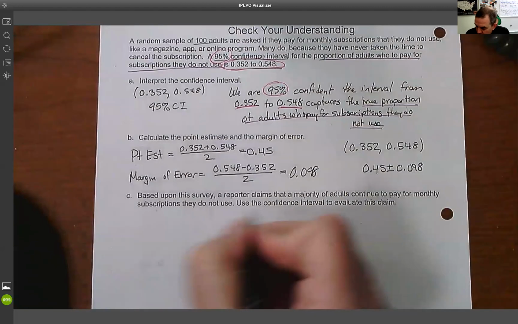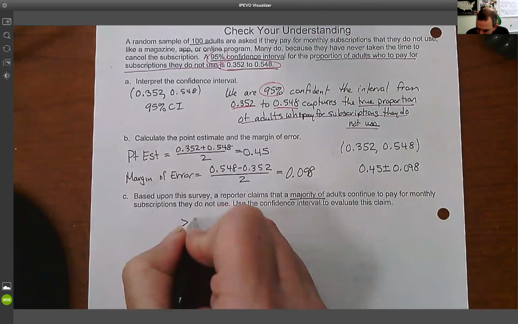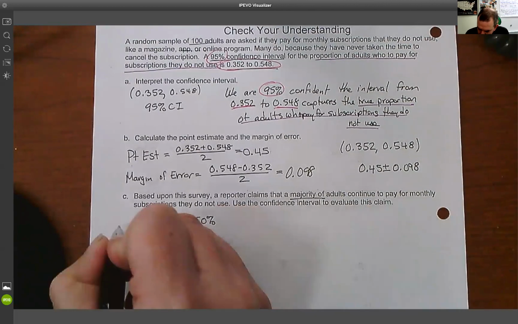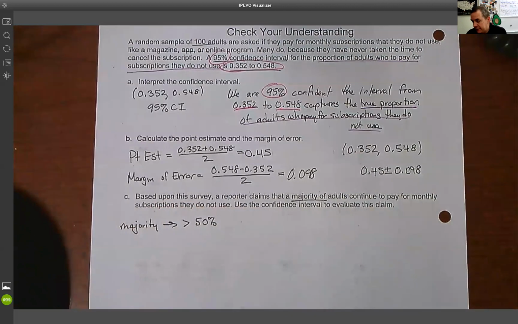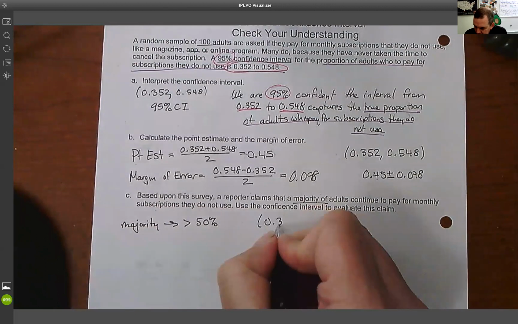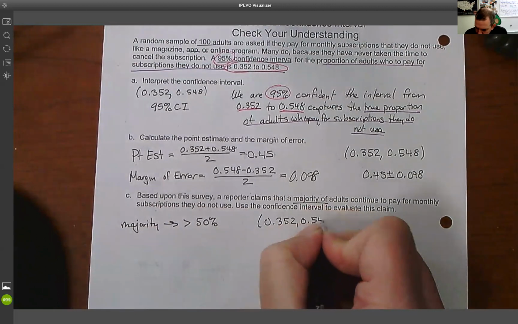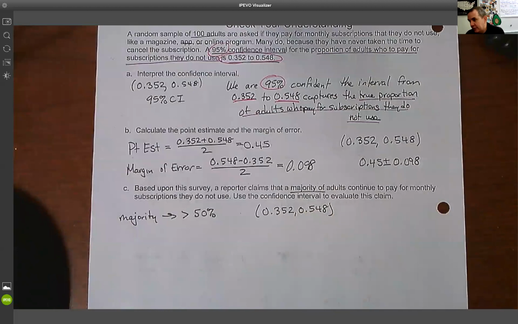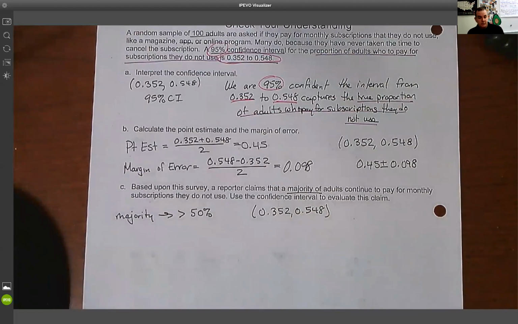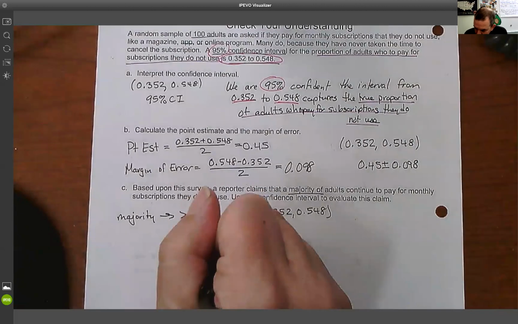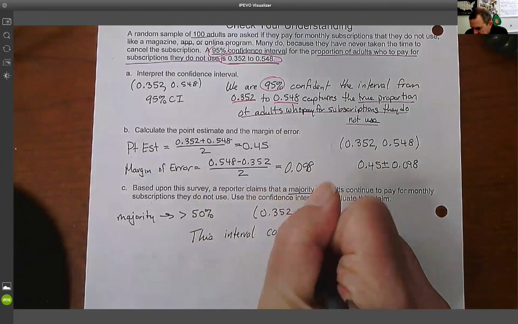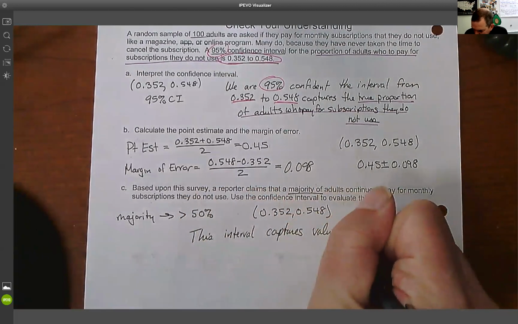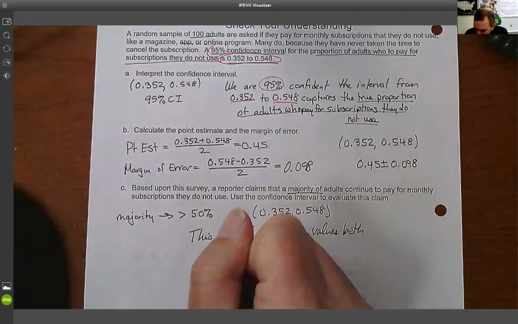Well, majority means more than 50%. That's what majority means. So looking at my confidence interval, 0.352 to 0.548, is 50% in that interval? Is more than 50% in that interval? Well, if we look at this, this interval captures values both above and below 50%.